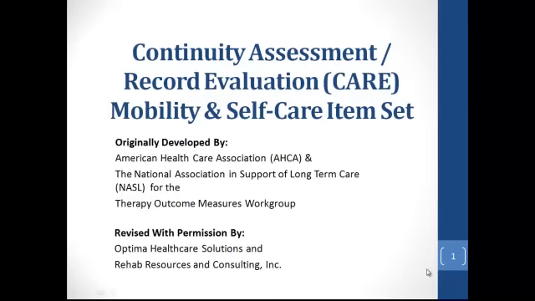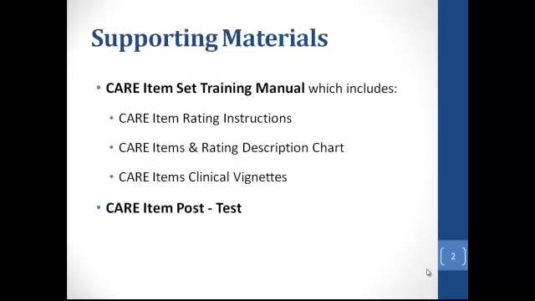In order to make your training session more meaningful, you should have with you the CARE Item Set Training Manual, and within this manual is a lot of helpful information, such as the CARE Item Rating Instructions, a chart that defines each CARE item, as well as each CARE rating for that item, and at least 2 or 3 clinical vignettes for each CARE item to illustrate how the ratings would be applied in a clinic setting. Finally, you will be required to take the CARE item post-test. This will test your knowledge of the material presented.